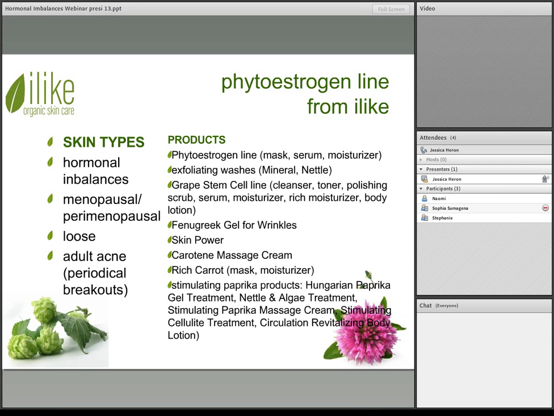So you have Hungarian paprika gel treatment. This is a professional and a retail product. It is a multifunctional product that you can utilize in conjunction to enhance your treatments by either mixing or layering over the top of a product.